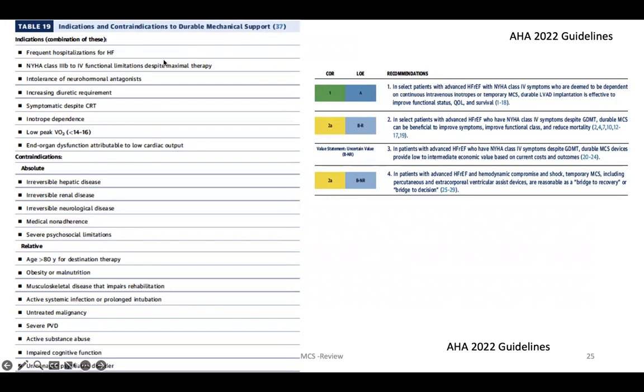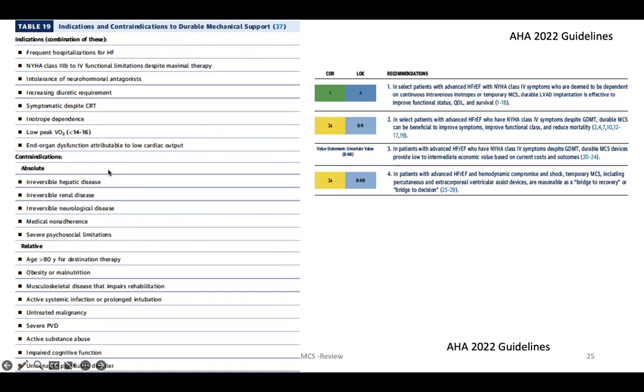Again, indication for durable MCS, I think it's really important. Nothing fancy here, but this is something you have to keep in mind. What is the level of recommendation? Level 1 is if you have basically a patient with an INTERMACS 3. 2A is if you have a patient with NYHA class 4 despite GDMT, and 2A is also a patient with cardiogenic shock who needs temporary MCS. So you need to know all of those recommendations.